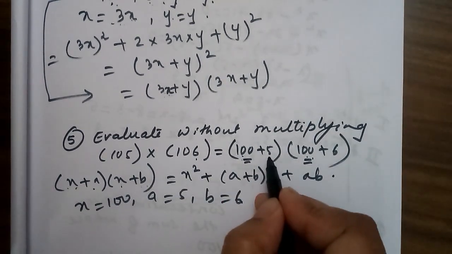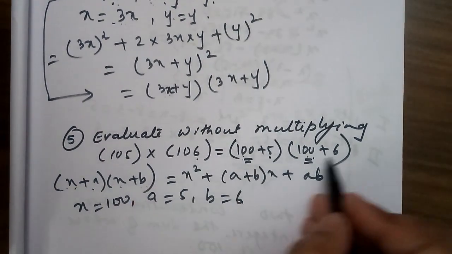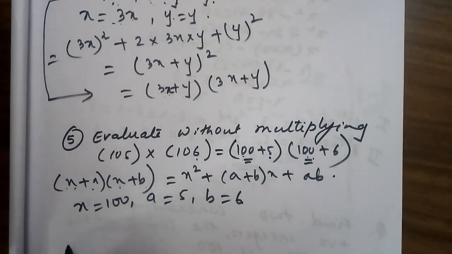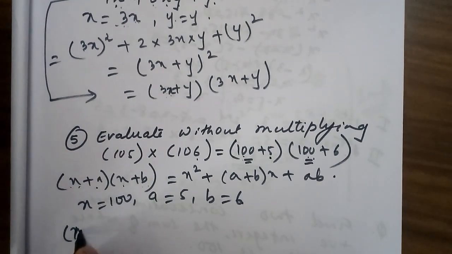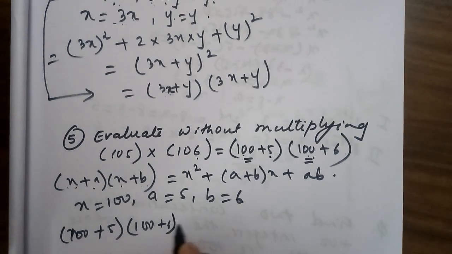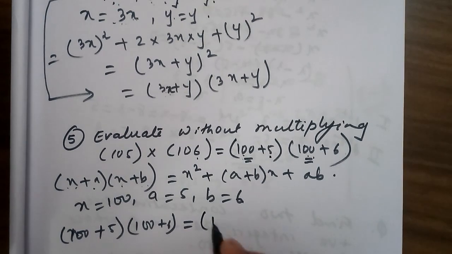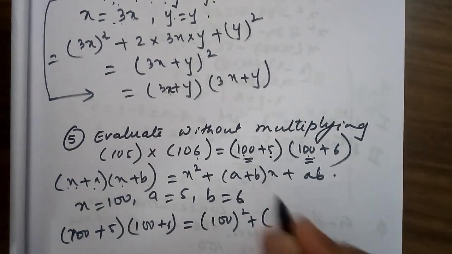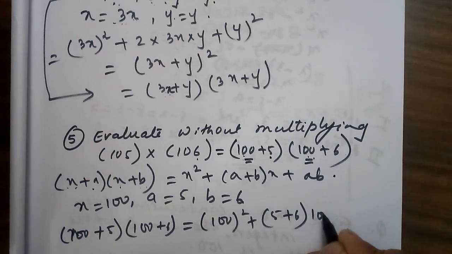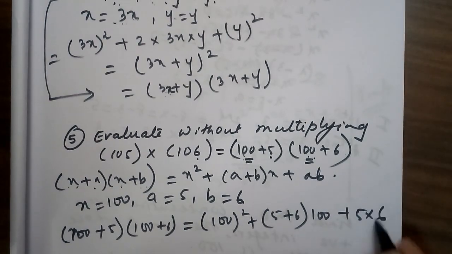x is 100, a is in the first bracket, so in place of a I have 5, b is in the second bracket, in place of b I have 6. Now I've identified all the terms of my identity. So now I put the values: (100 plus 5) into (100 plus 6) will be equal to x square, x was 100, so 100 whole square, plus (a plus b) into x. So a is 5, b is 6, into x is 100, plus a into b, that is 5 into 6.